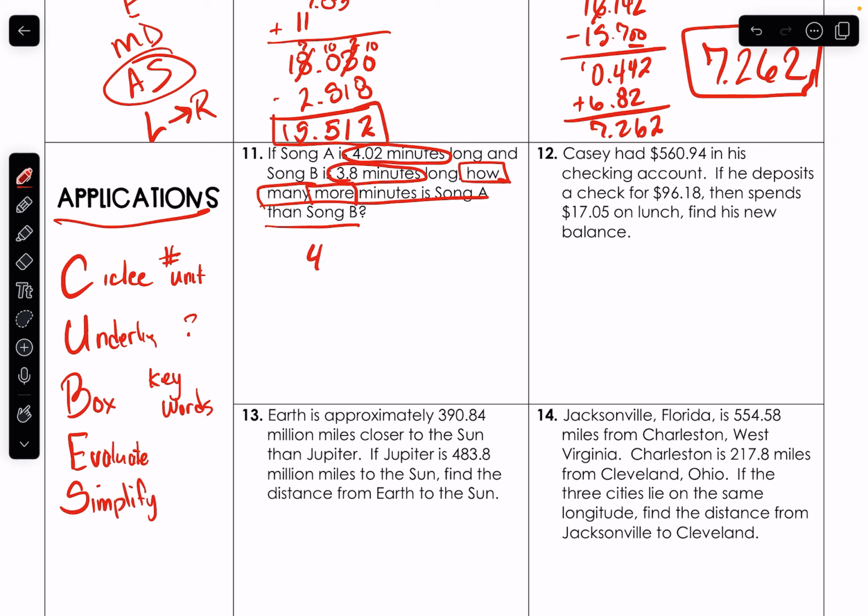So 4 and 2/100 minus 3 and 8/10. Regroup. 2 minus 0 is 2. 10 minus 8 is 2. And then I have nothing left over. So 0.22 minutes longer is my answer.